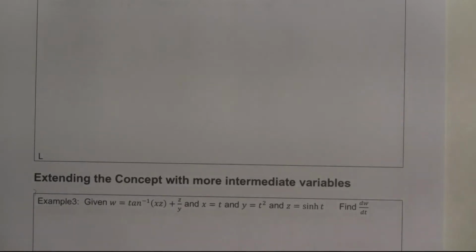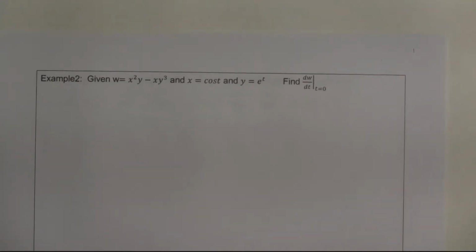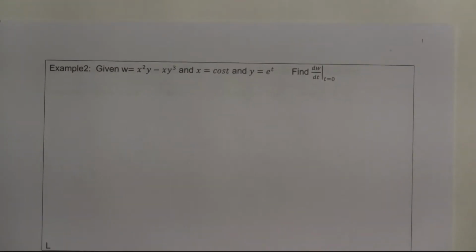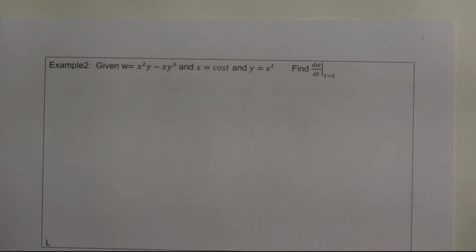So we're going to try this example. Now, we've got some variable changes here on example 2, and so it's not just the regular chain rule. In order to get a chain rule so that we can use it, we can use the tree.